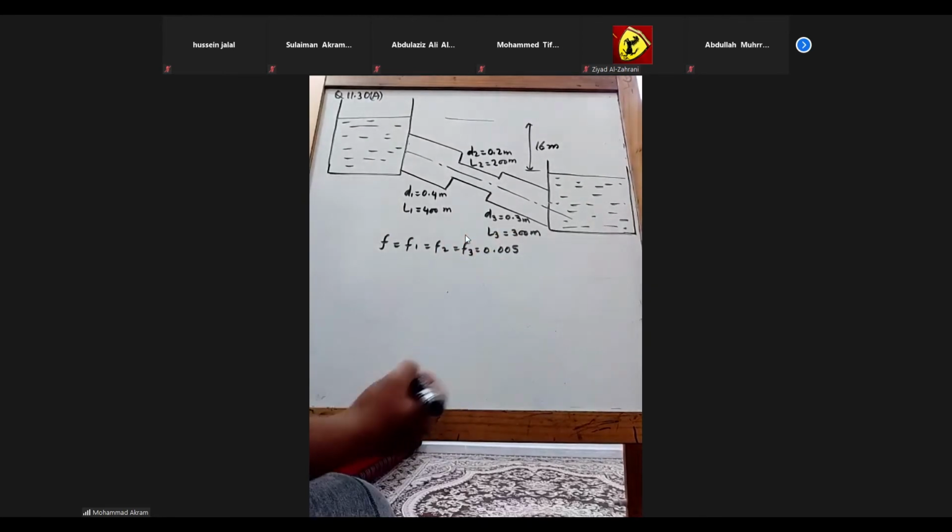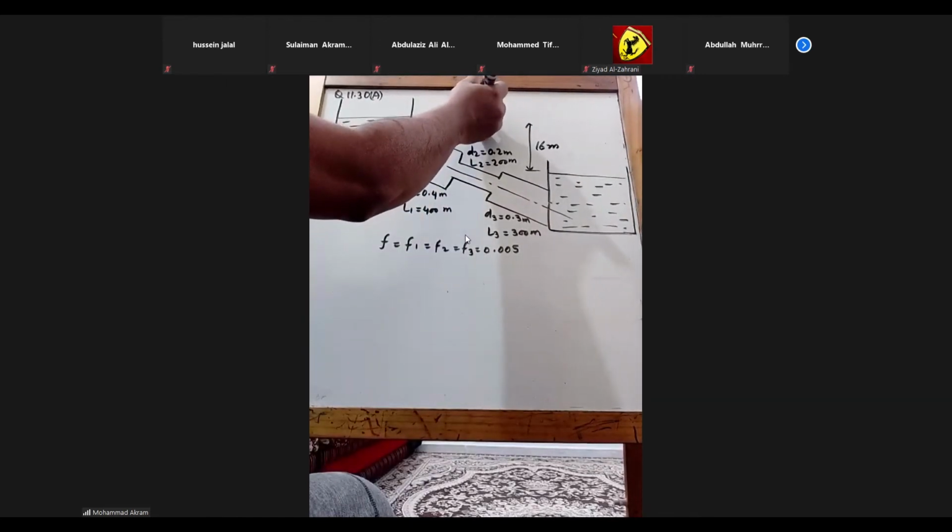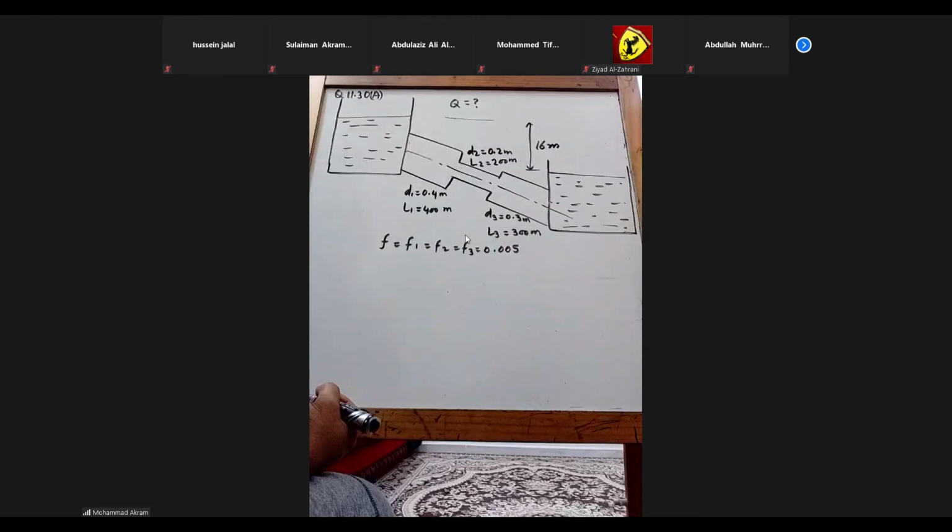No, we don't need to find the equivalent. We need to find the discharge. Velocity is not given. Discharge is not given.